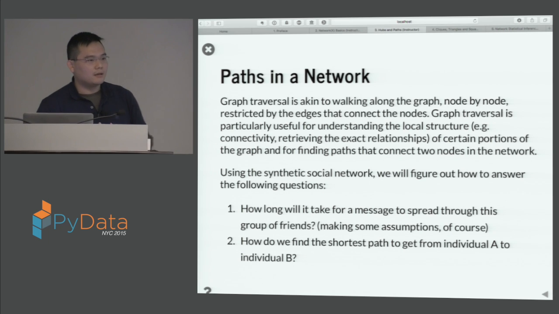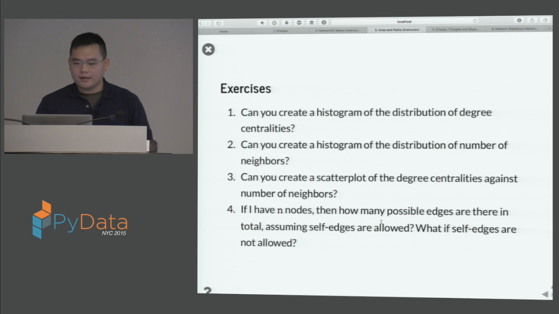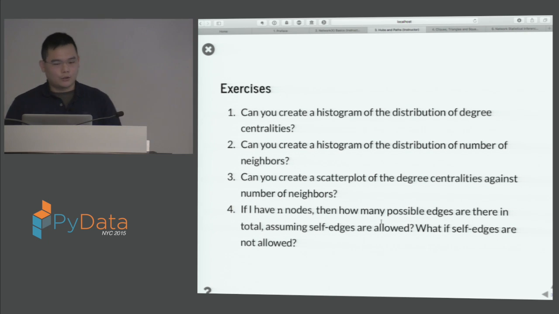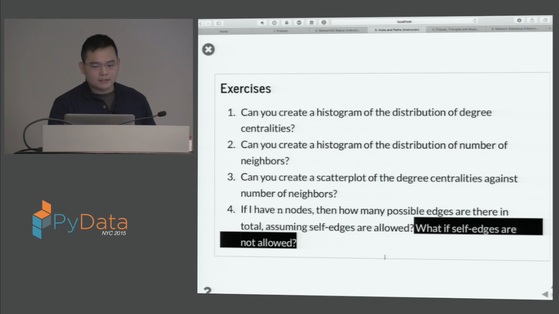Do you mind going back and answering exercise 4? Okay. Exercise 4 is: how many possible edges are there in total, assuming self edges are allowed? If there are n nodes, including yourself, and you're allowed to be connected to yourself, then there are n possible total edges. And sorry, I mean this in an undirected network. In a directed network, there are actually 2n minus 1 edges that are allowed from one node.